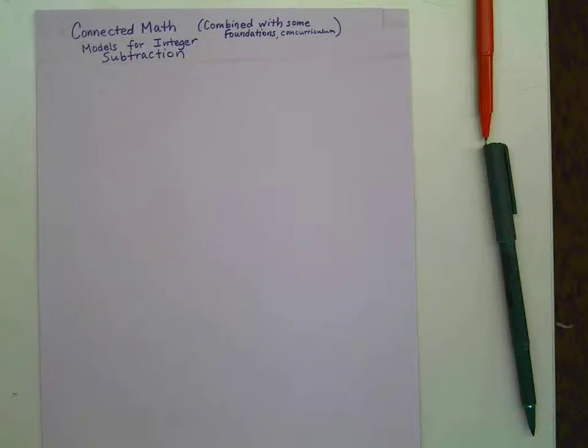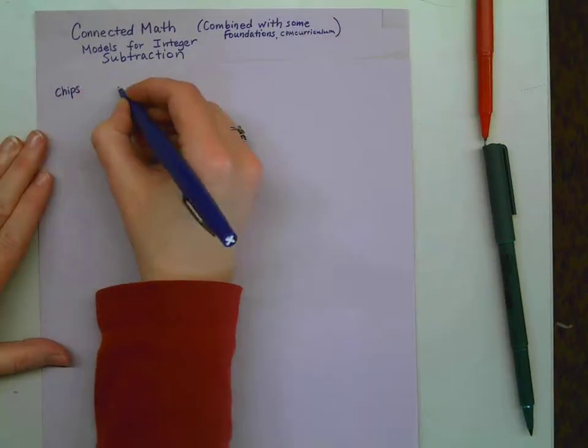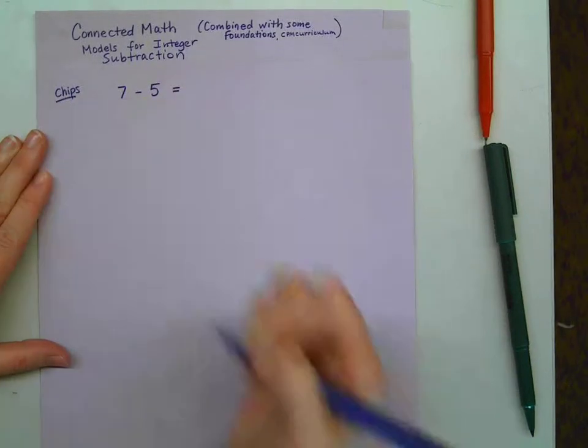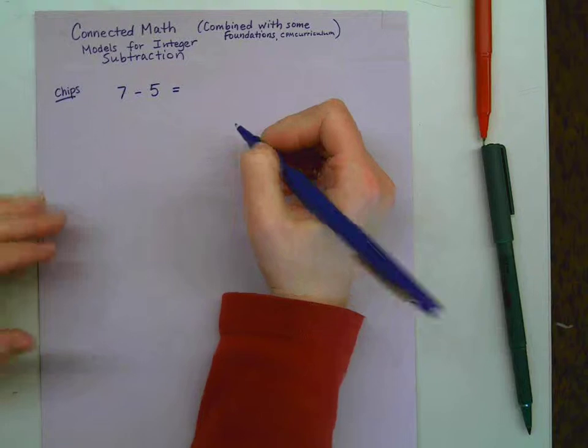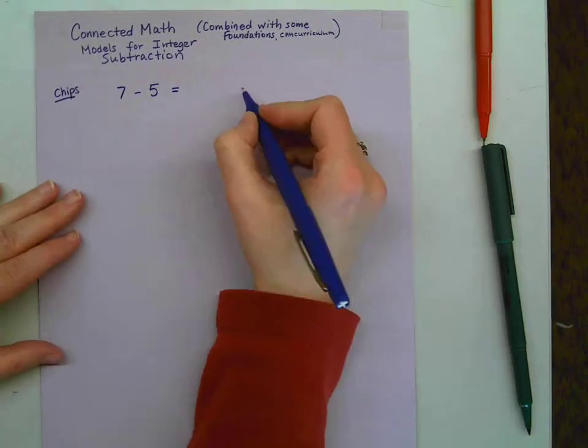This is a lesson on integer subtraction from the Connected Math Series textbook, Accentuate the Negative, problem 2.2, and I will also combine some ideas from the Foundations curriculum in regards to what the chips look like. I started the students looking at a problem that they are familiar with, and as a chipboard model, anytime we have a positive amount, I'm going to use a positive sign, and a negative amount, I'll use a negative sign.